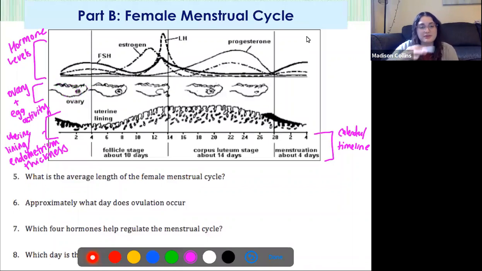The third part, you're looking at the thickness of the uterine lining or the endometrium and how it changes. And at the very bottom, you're going to see a calendar or a timeline of the dates of the menstrual cycle, as well as the stages of the cycle that we are in, okay?